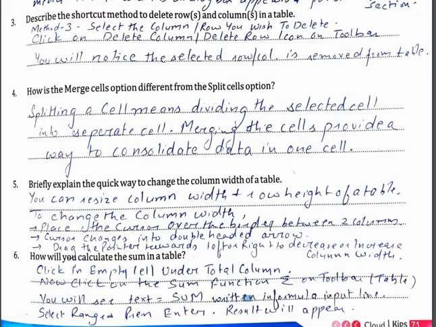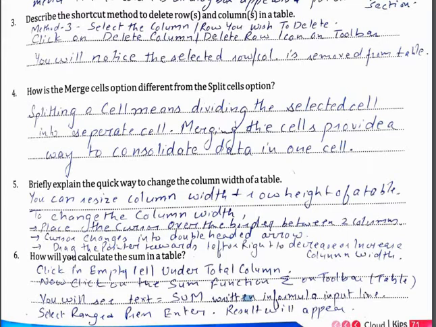Briefly explain the quick way to change the column width of a table. You can resize column width and row height of the table. To change the column width, place the cursor over the border between 2 columns. Cursor changes into double-headed arrow. Drag the pointer towards the left or right to decrease or increase column width.